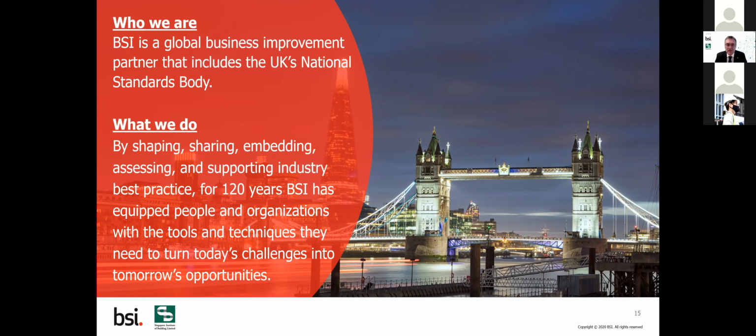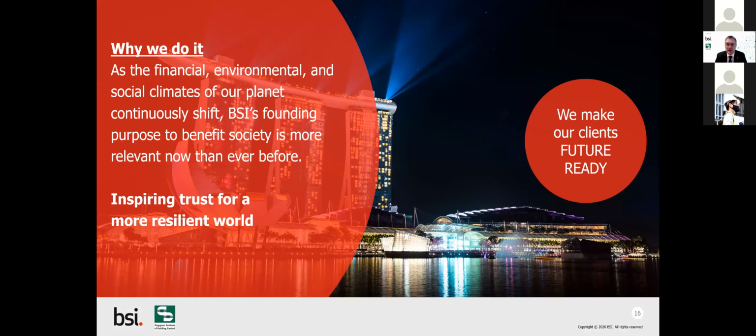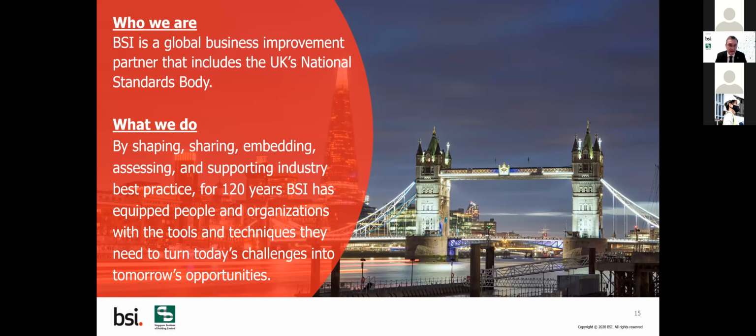And we do this in a number of ways, whether it's sharing knowledge through standards, whether it's assessing organisations, helping them to understand and adopt best practice. And we've been doing this now for 120 years. So there's a lot of history and a lot of experience that we carry in doing so. Next slide, please.